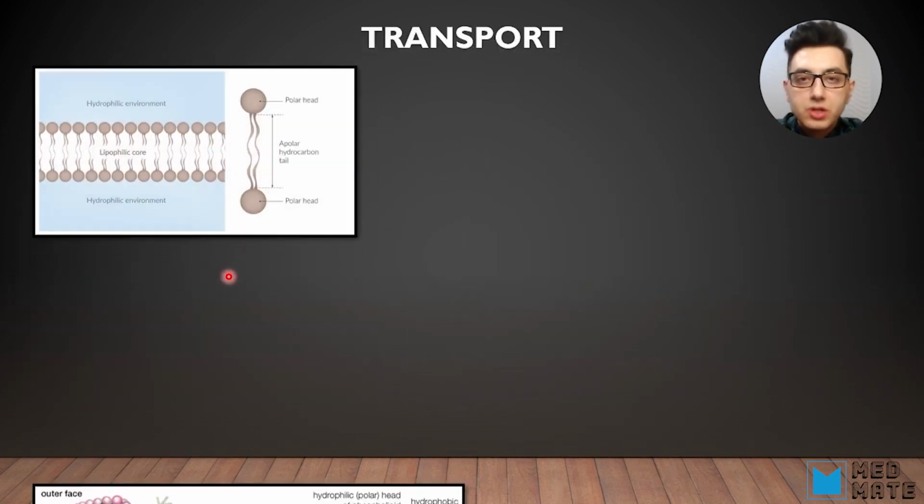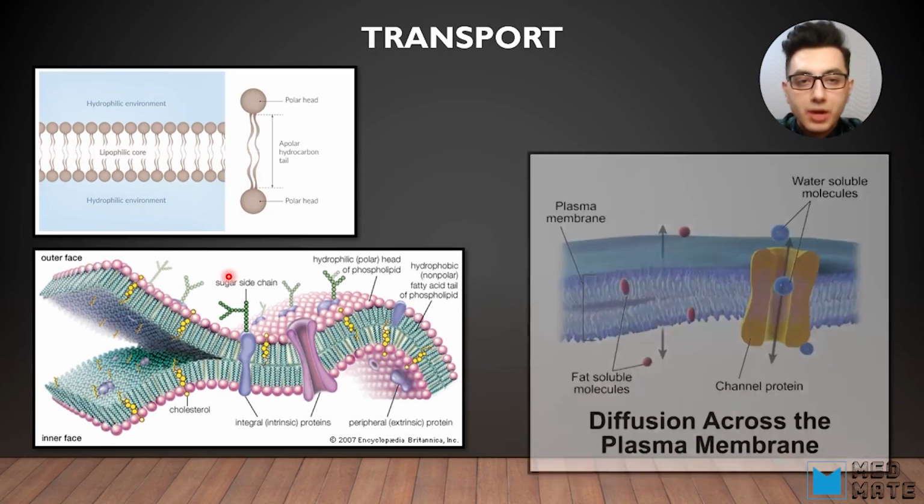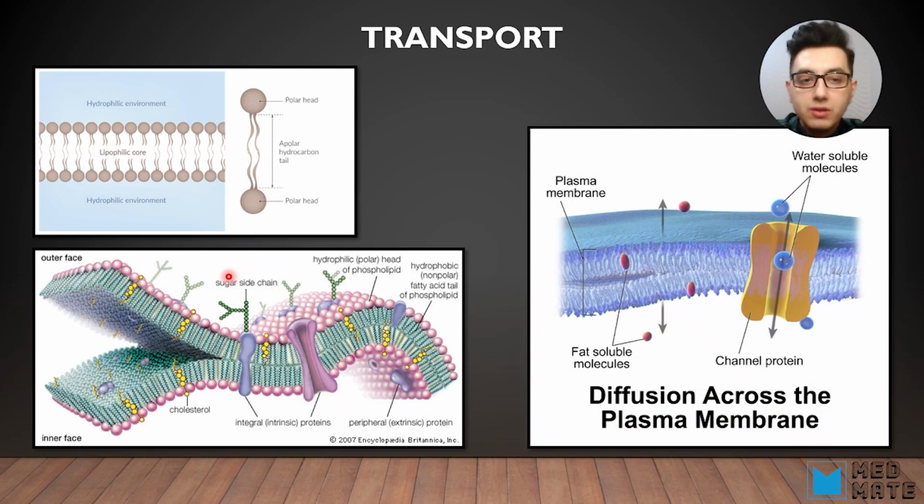Transport happens through our membrane either via a channel, for example a protein channel, or it can happen through the plasma membrane itself if the molecules are fat-soluble. The molecular structure of our membrane consists of a phospholipid bilayer, with a polar head and an apolar hydrocarbon tail.